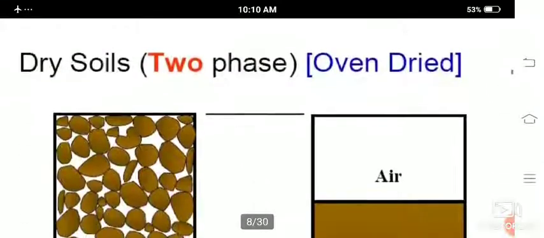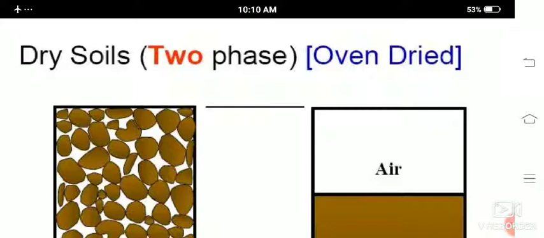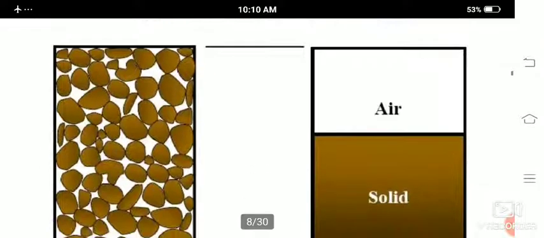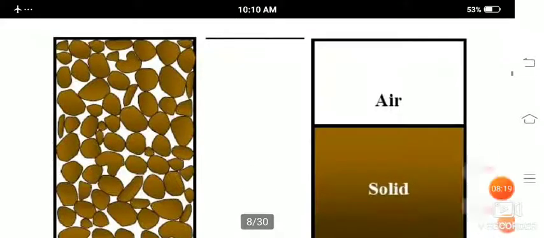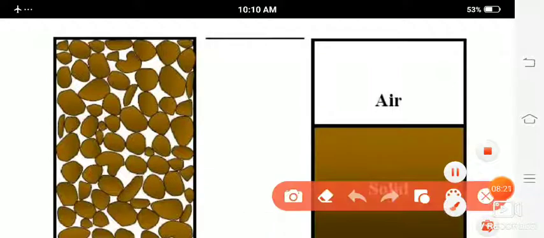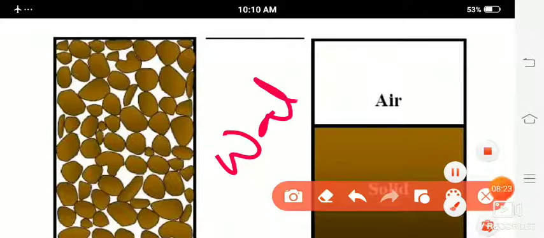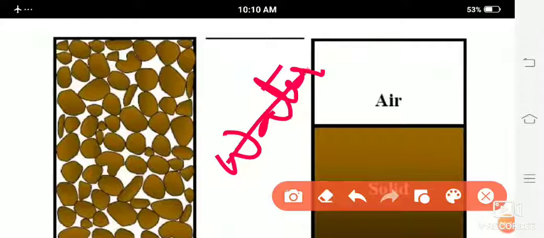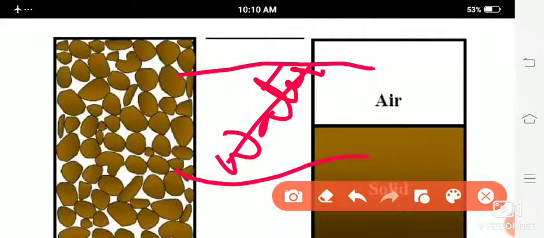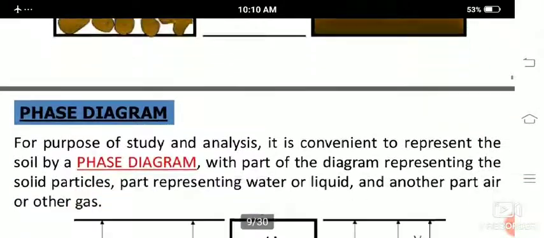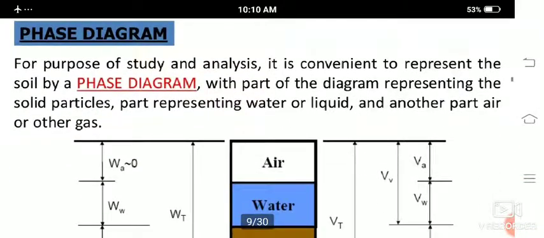And you can see the dry soil, that is also two-phase if it is oven dry. When it is oven dried, you can see the water is removed, there is no water present here. Only air and solids are present. It is only for dry type of soil. Now we will be seeing the three-phase diagram.